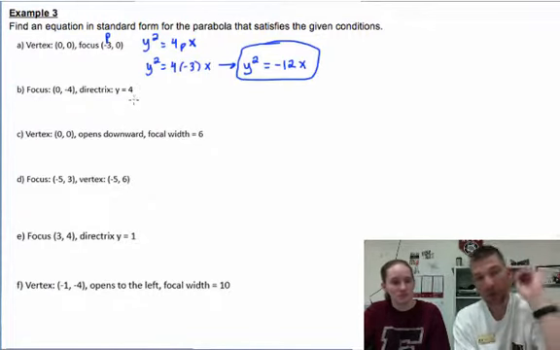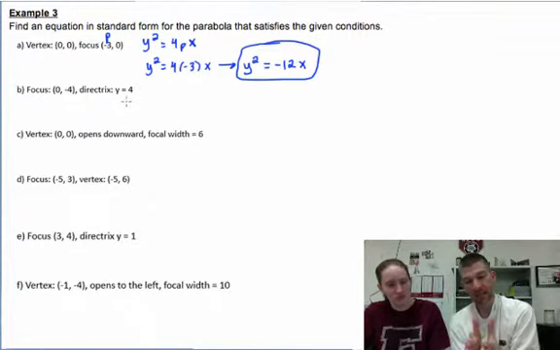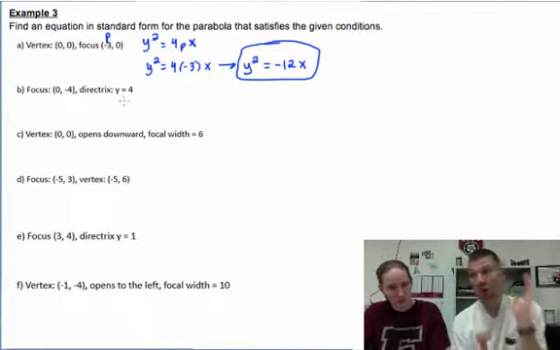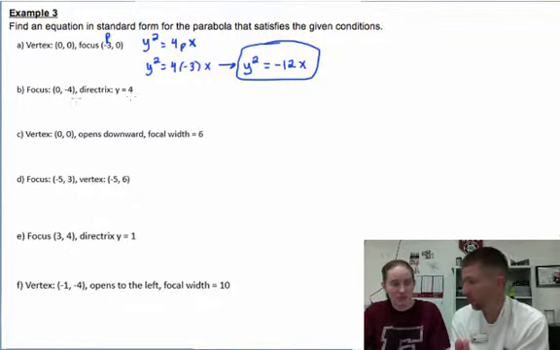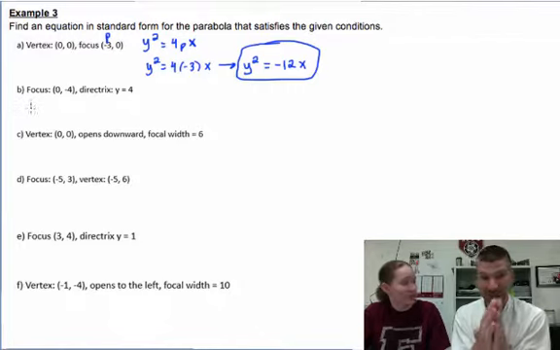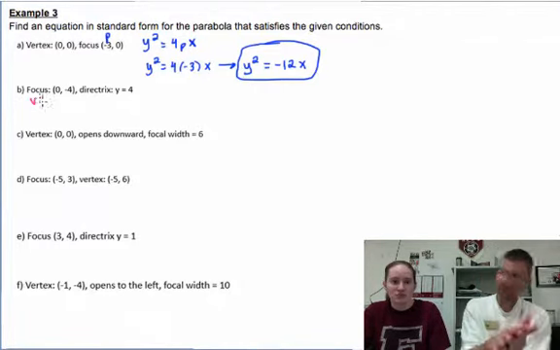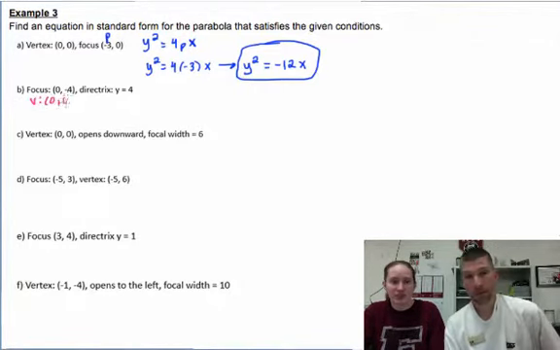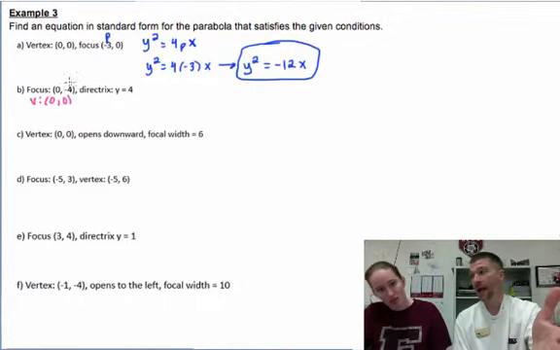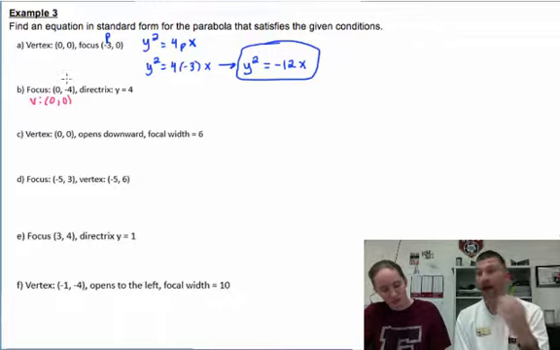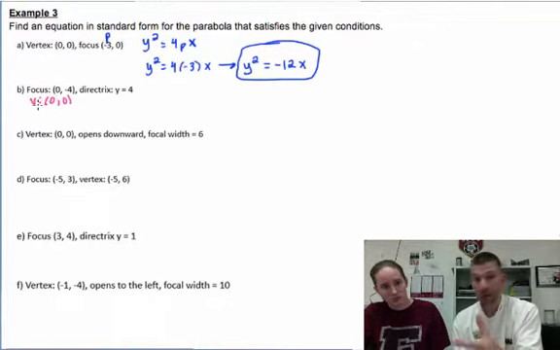If the focus is the same distance from the vertex as the directrix is, and we know that the focus has a y-coordinate of -4 and the directrix has a y-coordinate of 4, then our vertex has to be in the middle. So that means our vertex is at 0, 0? Yes, because the x-coordinate won't change on that. The only thing changing is y. I know that because it says y equals 4, and the point has a -4 for the y.